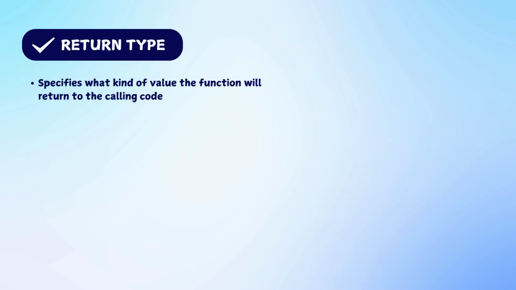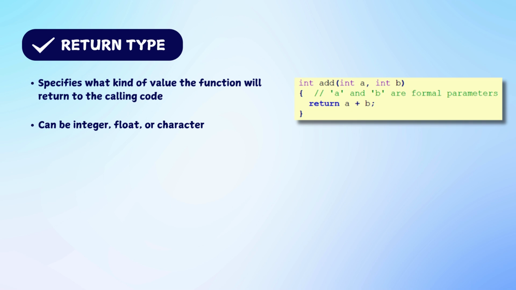Return type. The return type specifies what kind of value the function will return to the calling code. It could be any valid data type, such as integer, float, character, or even void. In this example, add is a function that returns an integer, the result of adding two integers.